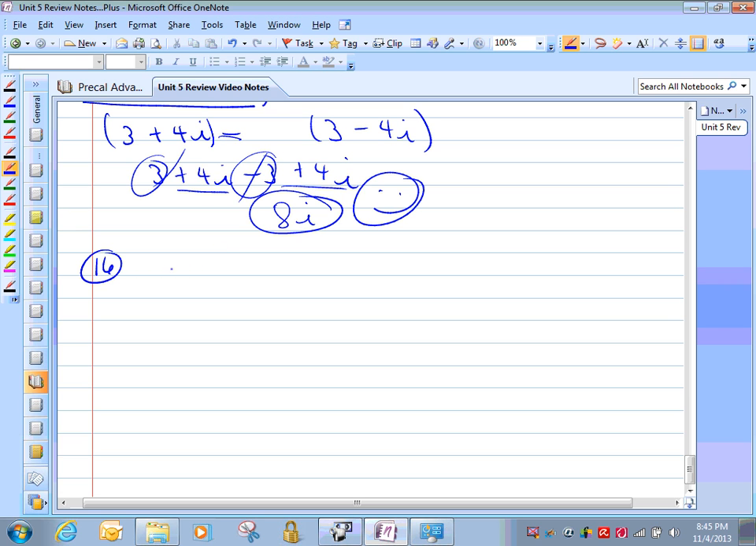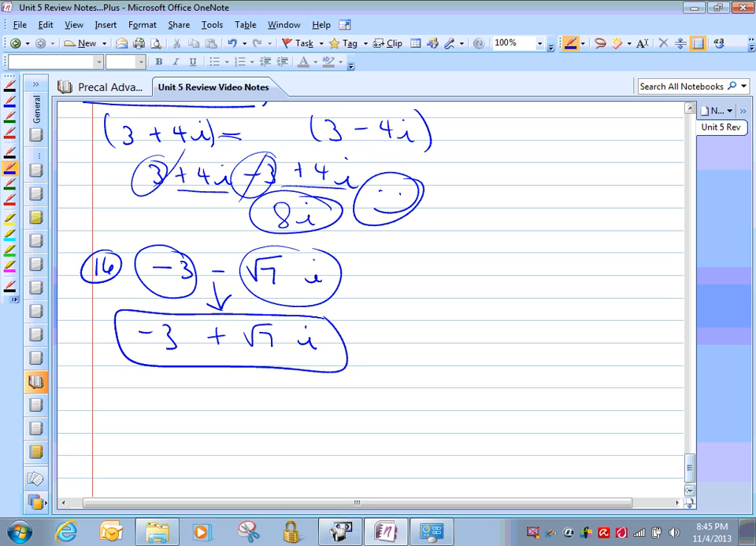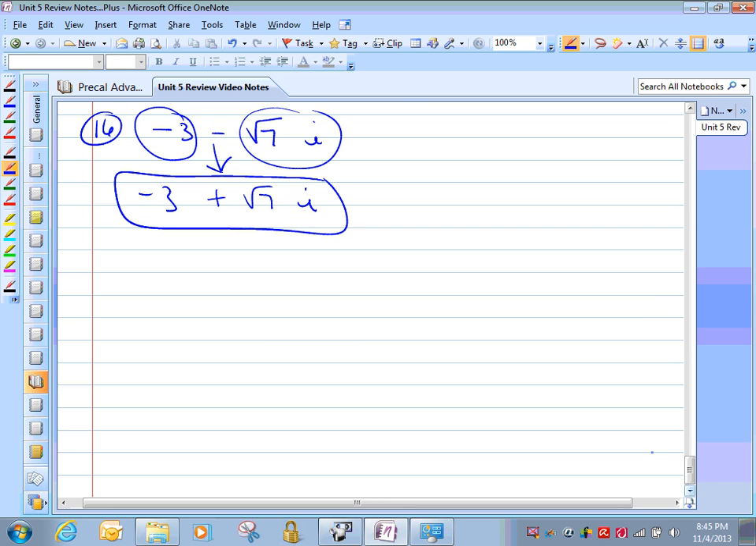16 is negative 3 minus the square root of 7, and the i is on the outside. And we're asked to write the complex conjugate. Well, remember the conjugate, you keep this term and you keep this term, but this sign in the middle changes. So this becomes a positive. So we have a negative 3 plus the square root of 7i. That's our conjugate. That's all you have to do. Don't make that one too hard.